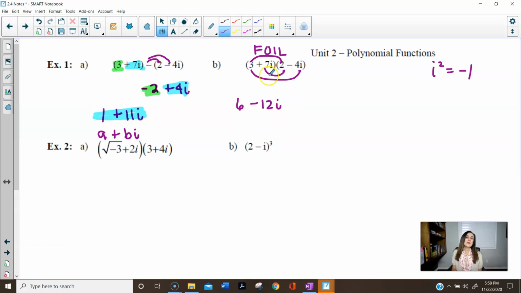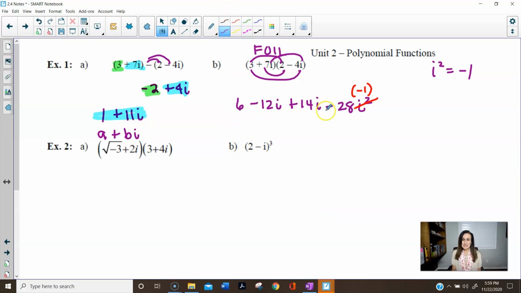Inner, so 7i times 2 is plus 14i. And then L is last times last. A 7i times a -4i is a -28i squared. I times I is I squared. Now, the I squared is going to get replaced with a -1. So now let's just combine like terms and we'll have our answer.